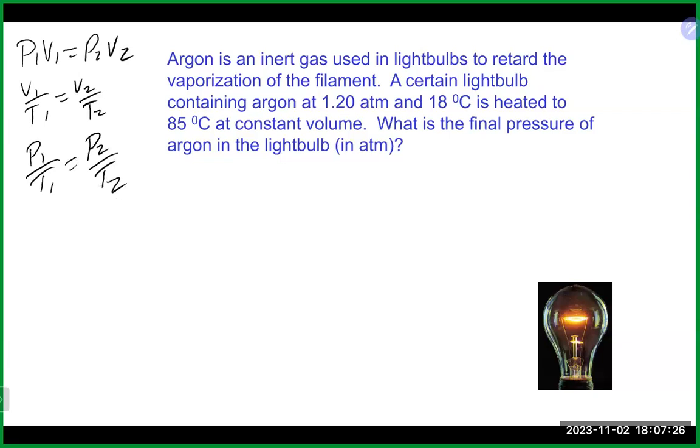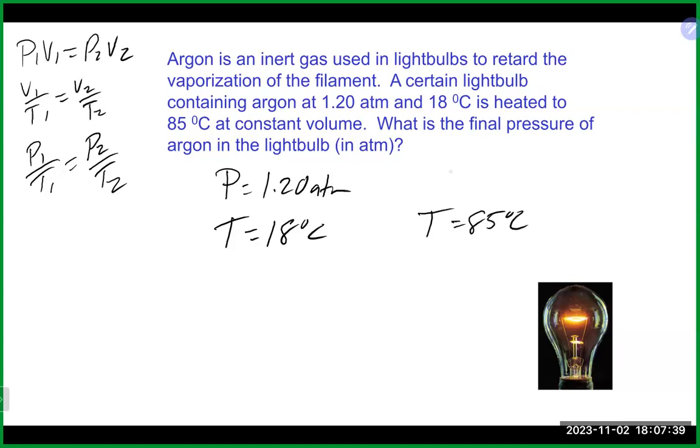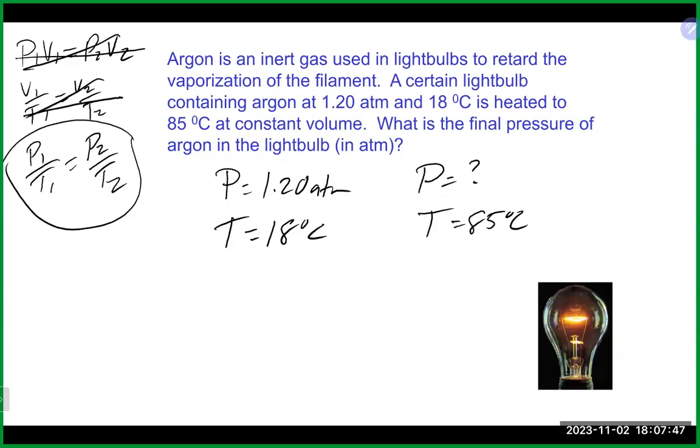Okay, so looking at this one here, we have a pressure of 1.2 atmospheres at a temperature of 18 degrees Celsius. We're heating that thing to 85 degrees Celsius, and we're looking for our final pressure. So once again, no volume involved, which eliminates those two. So Gay-Lussac's law is going to be the right one to choose here. Again, we could call these guys ones and these guys twos.